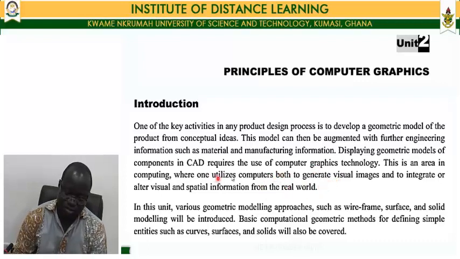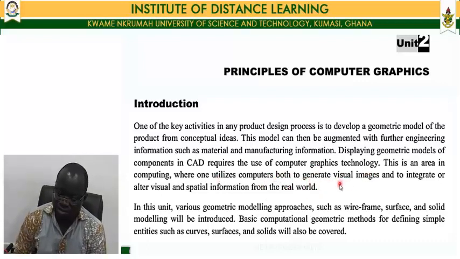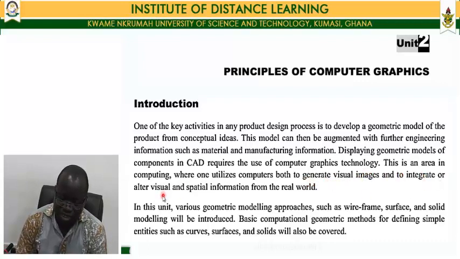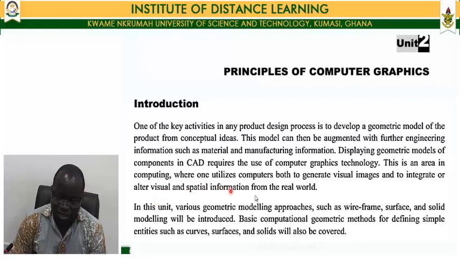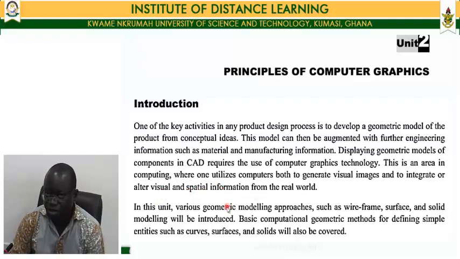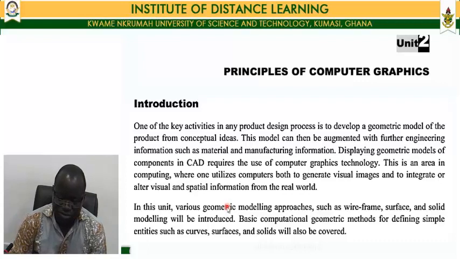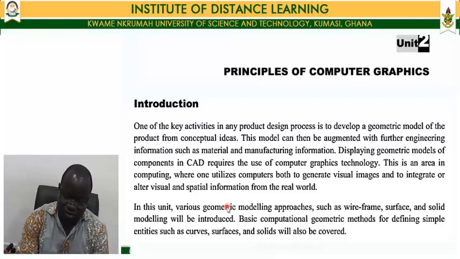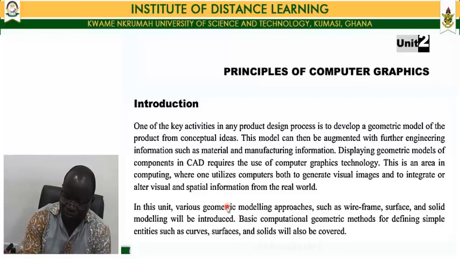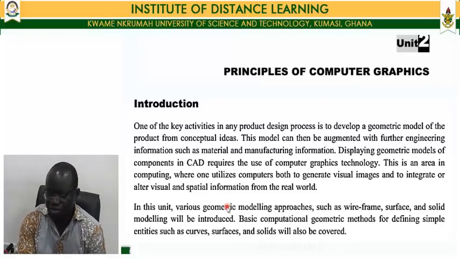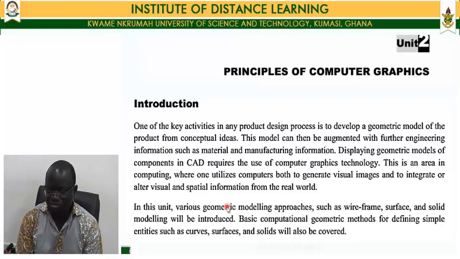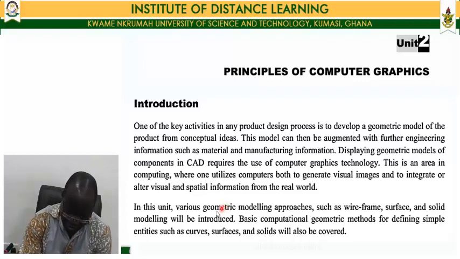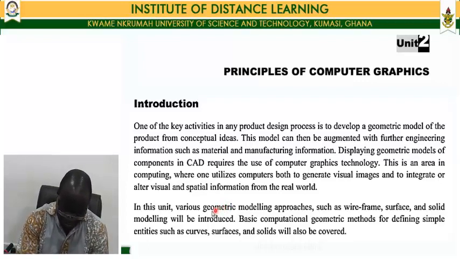That is, of course, once we have to display these components in the drawing, that is in CAD, computer-aided design, we require the use of computer graphics technology. So in computer graphics technology, we're going to use the computers to do two things: both to generate the visual images and also to integrate or maybe alter the visual or spatial information from the real world.